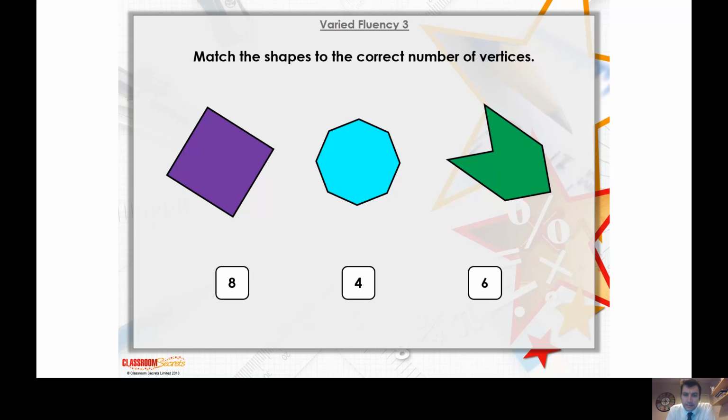Now we've got 3 shapes here, a purple, a blue, and a green. What I'd like you to do is identify how many vertices the purple has, how many vertices the blue has, and how many vertices the green has. Thinking about that word, which means the point where the sides meet, how many vertices does each of these shapes have? Pause the video if you need to. Hopefully now we've spotted that the purple has 4, the blue octagon has 8, and the irregular hexagon has 6.